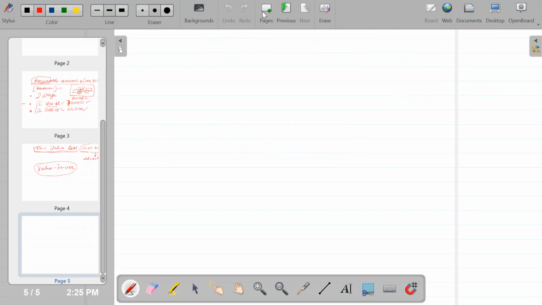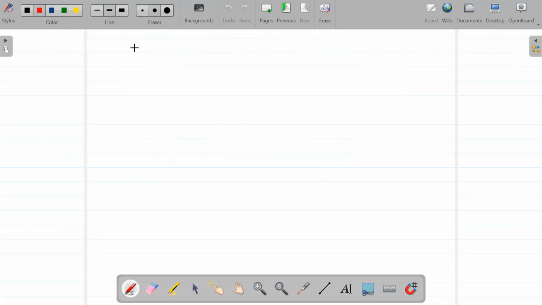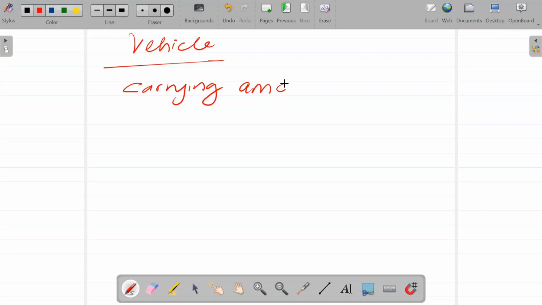So let's look at a very simple example. We have a vehicle. This vehicle has a carrying amount. A carrying amount means the amount it shows in our books. It has a carrying amount of 500,000.